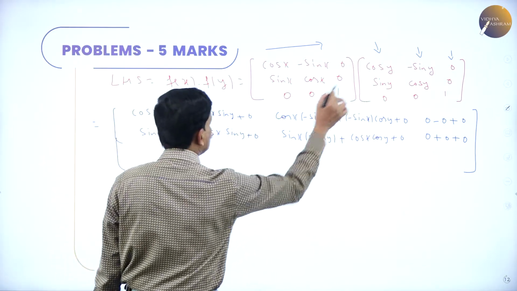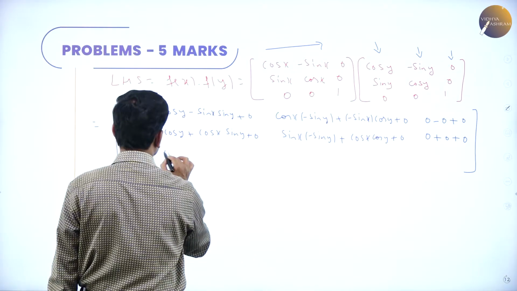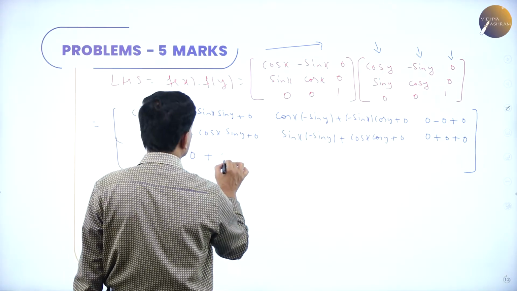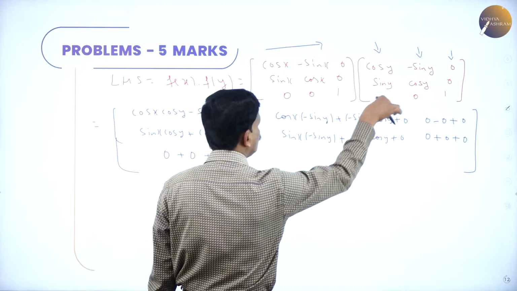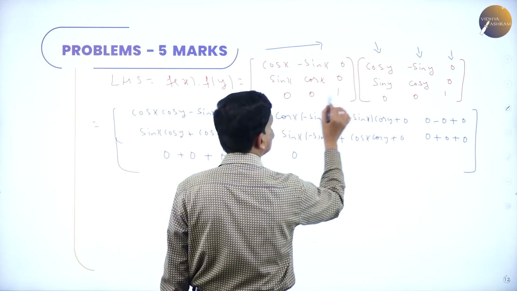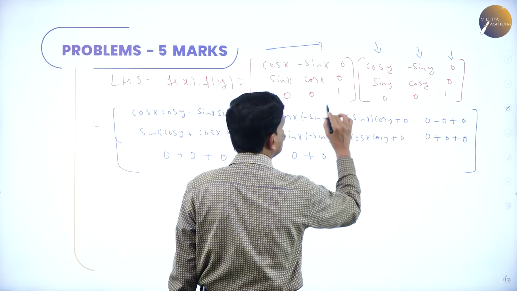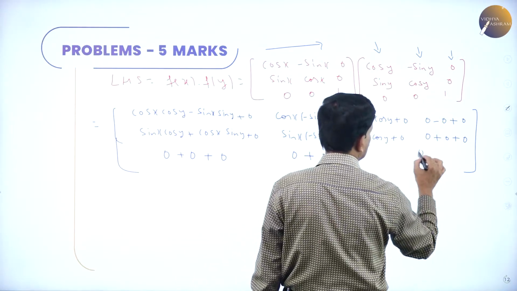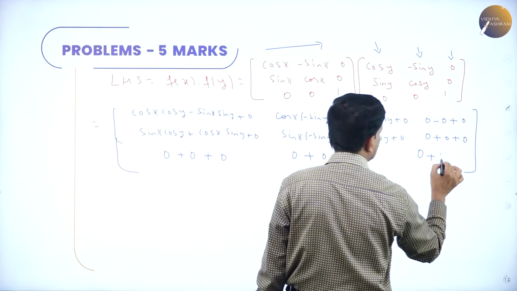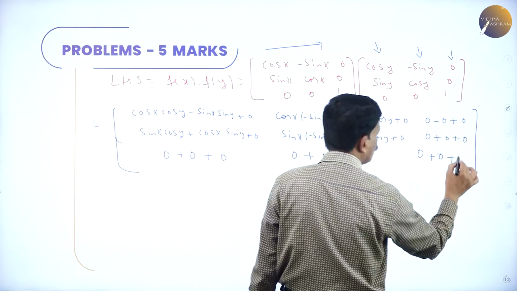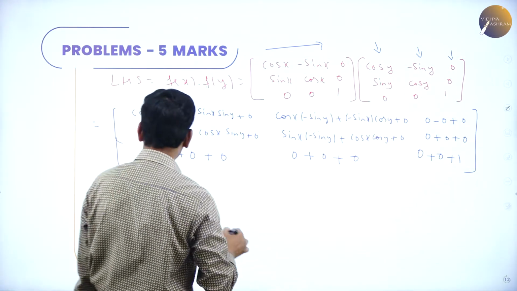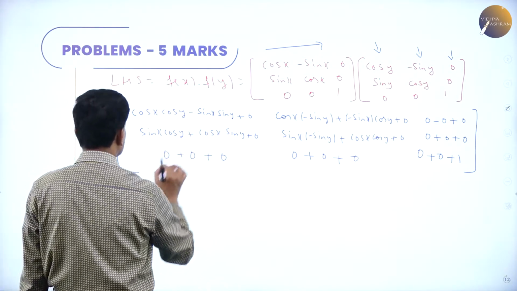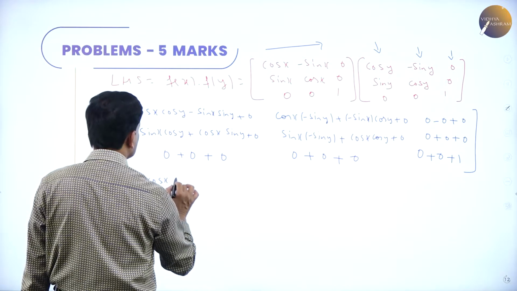So third row: 0 into cos x is 0 plus 0 into sin x is 0 plus 1 into 0 is 0. Again same row: 0 into cos y is 0, 0 into sin y is 0, plus 1 into 0 is 0. Again 0 into 0 is 0 plus 0 into 0 is 0 plus 1 into 1 is 1. Right.